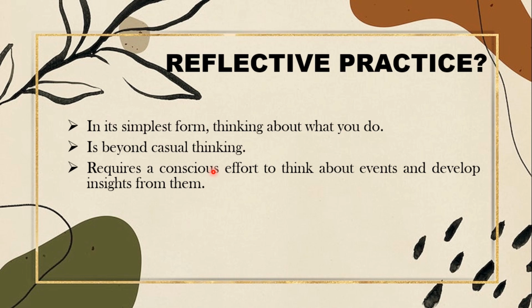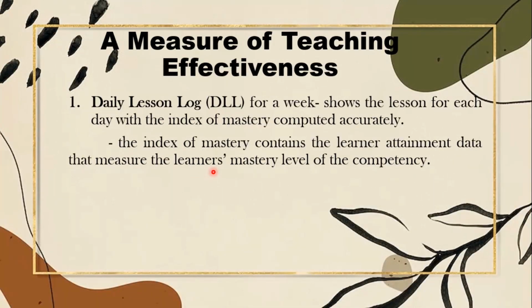If you remember, that is our authentic and performance assessment. So using learner attainment data, we have here a measure of teaching effectiveness. The question here is which can serve as sources of data that reveal learners' attainment of learning outcomes that ultimately reflect teachers' teaching effectiveness. The learners' attainment data serve as a measure of teachers' teaching effectiveness. They can be analyzed to monitor and evaluate learners' progress and achievement. They are the result of effective teaching.